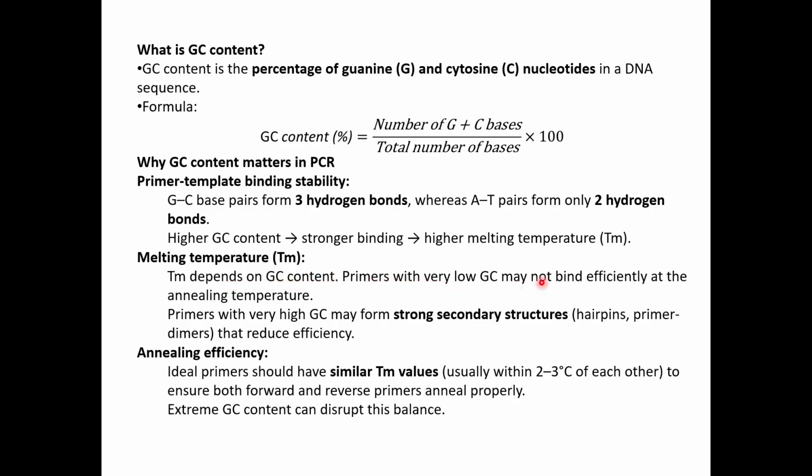Primers with very low GC may not efficiently bind at the annealing temperature. Primers with high GC form strong secondary structures, hairpins or primer dimers that reduce the efficiency. So we need to have an optimal percentage of GC. So even during annealing, ideal primers should have similar Tm values, usually within 2 to 3 degrees. The difference should be only 2 to 3 degrees between each other to ensure both forward and reverse primers bind or anneal properly. So, extreme GC content can disrupt this balance.